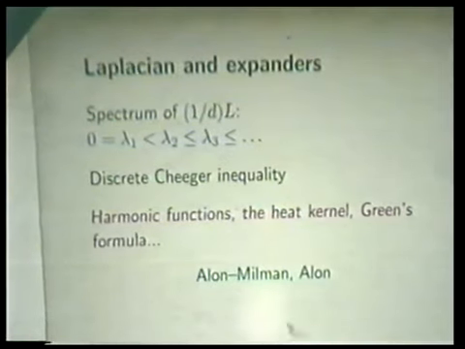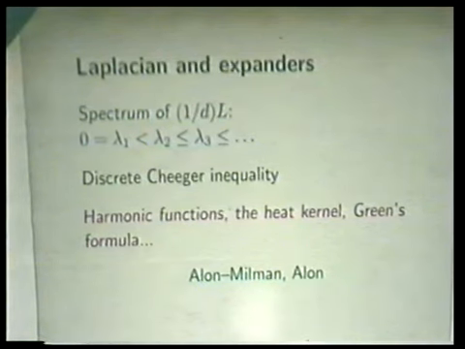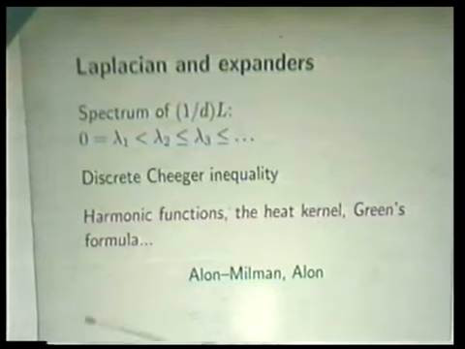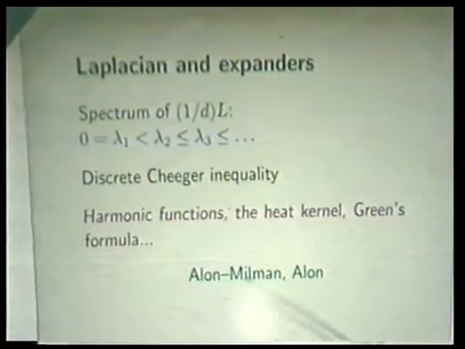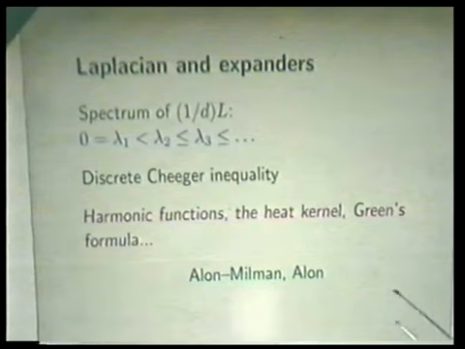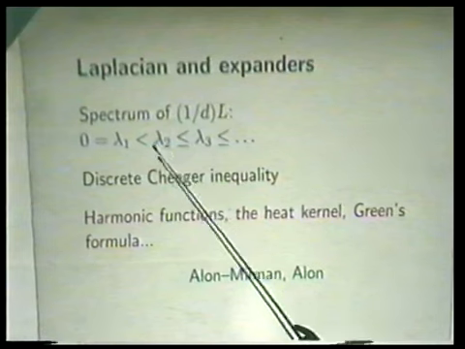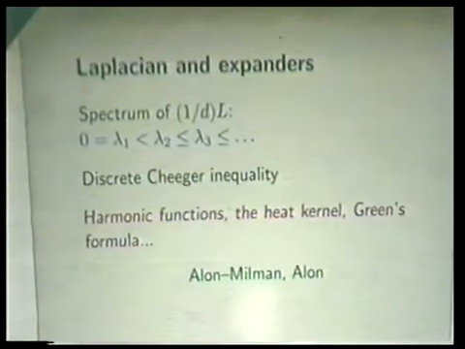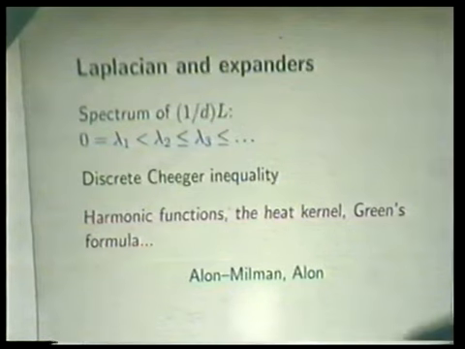Then there is a non-trivial gap below lambda 2. And for example, there is a very basic result by Alon and Milman in one direction and Alon in the other, which is sort of a discrete Cheeger inequality, relating this gap to the expansion ratio of the graph. There's a very tight connection. I'll come back to some version of this later, so I won't explain it.